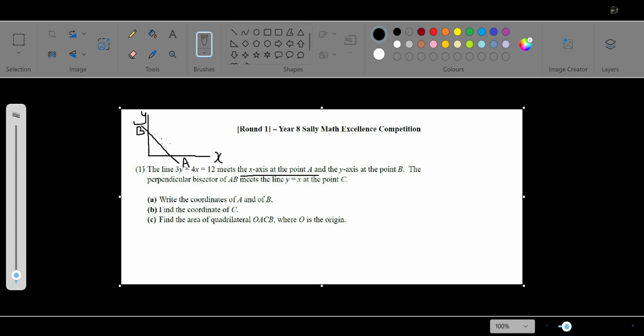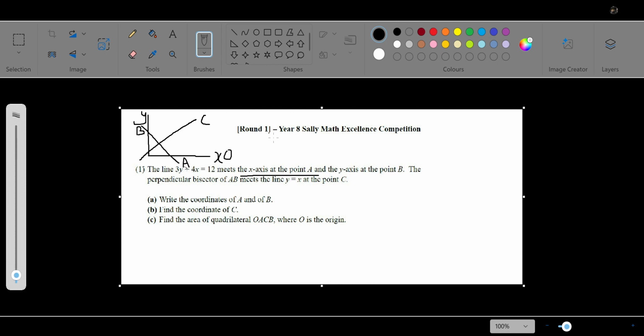So the perpendicular bisector of AB meets the line y = x at point C. So y = x is this direction, and the perpendicular bisector is the middle of the line, which goes all the way here, which is the midpoint. It meets the new point called point C. So they want you to find the coordinates of A and B, the coordinates of C, and the area of quadrilateral OACB, where O is the origin and would be somewhere here. Let's give an example.